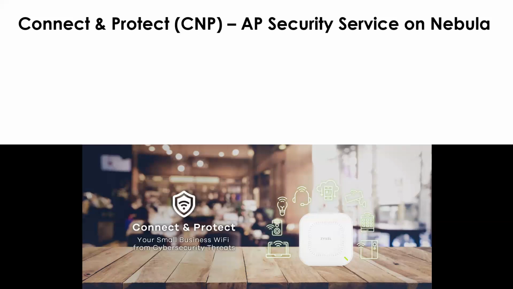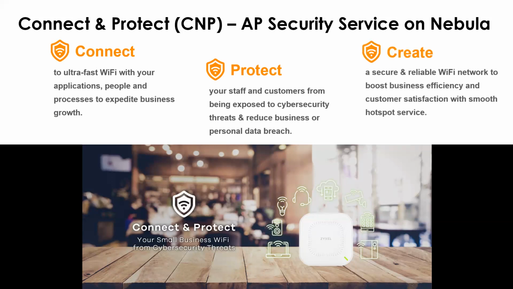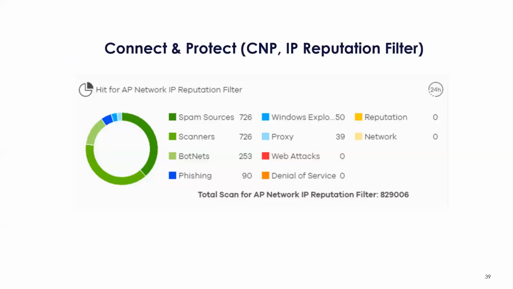So we call that Connect and Protect, and then there's also a version called Connect and Protect Plus. So Connect and Protect is on like our 1123 AC. Connect and Protect Plus is on like the WAX 610D, 630S, etc. And basically it provides, like I said, UTM Lite filtering. It's based on an IP reputation filter, and it can block sources of spam, botnets, phishing sites, things like that.